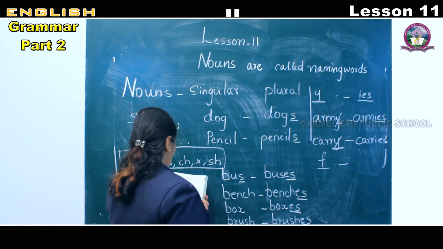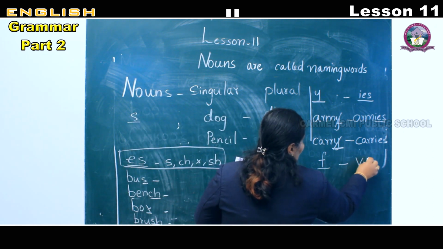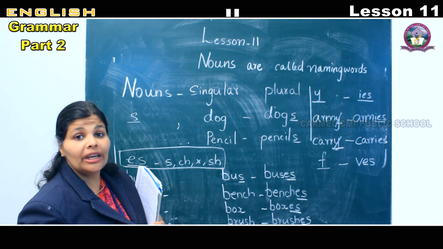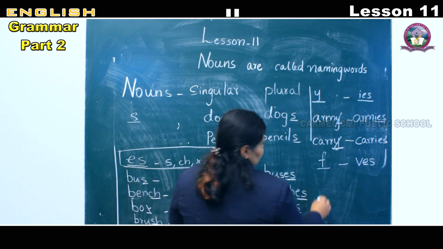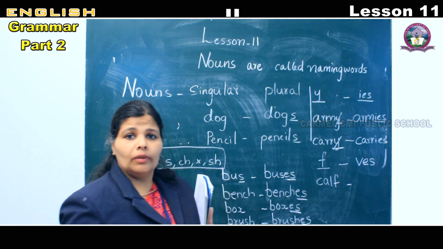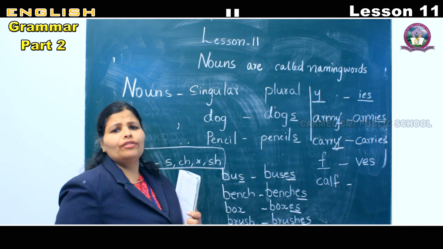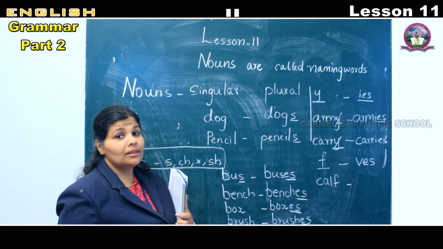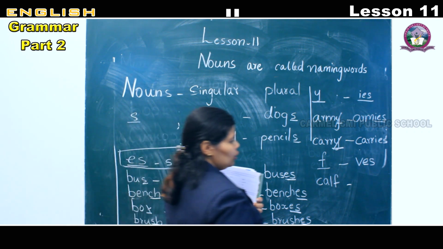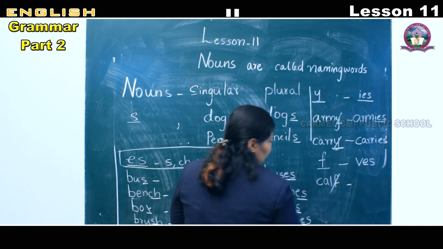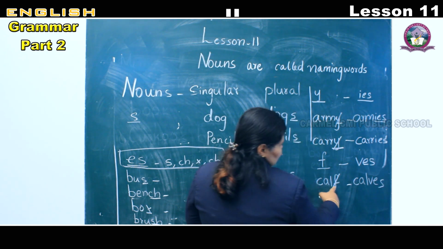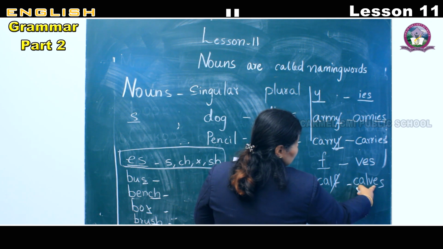The same thing, we strike off F and add VES. We add VES to make it into plural. What is this? Calf. Do you know what a calf is? Baby of a cow. Baby of a cow is called calf. Now, as I told, what will you do to make it into plural? Strike the F and write VES. Strike the F and add VES.